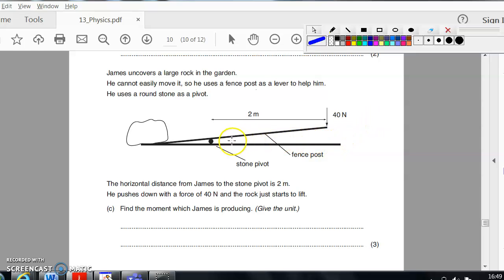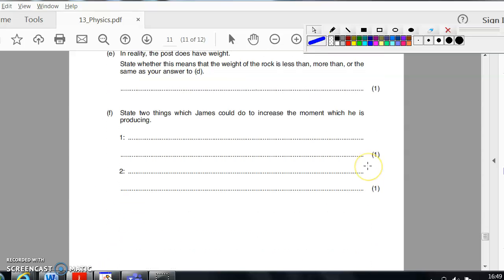You could also move the stone pivot. Now, you can't just write an answer of move stone pivot, you have to say which way you're going to move it. You want to move it so that it lengthens this distance, because that would increase the moment on this side. So you'd move the stone pivot towards the big rock. So move it to the left or something like that. Don't just say move the stone pivot. So that covers everything on there. Like I said, sensible suggestions. Don't be putting things like blow it up with dynamite and stuff like that. Okay, thank you.